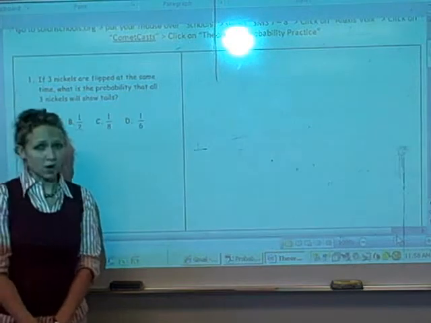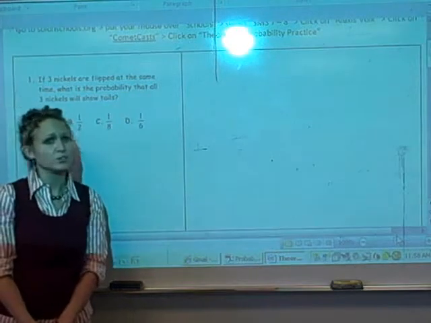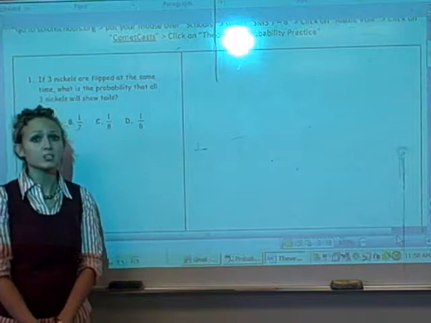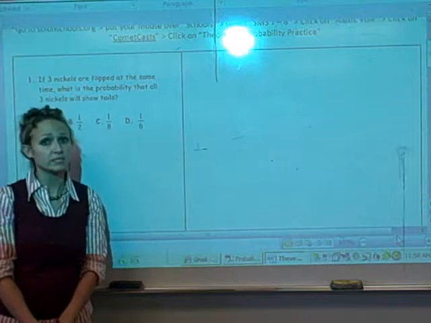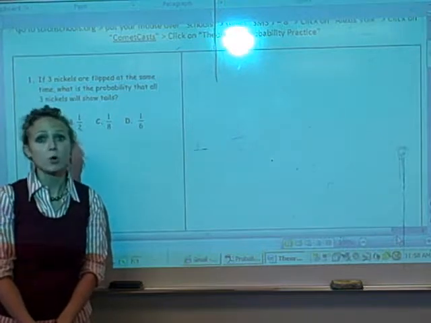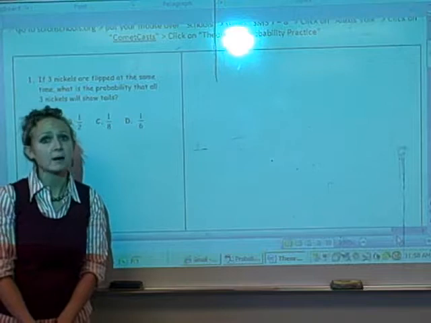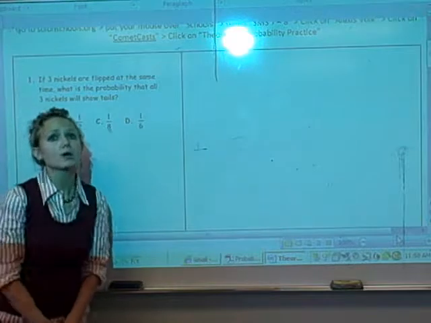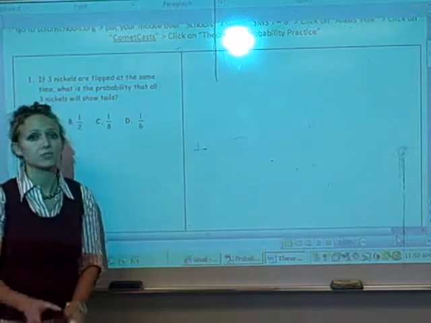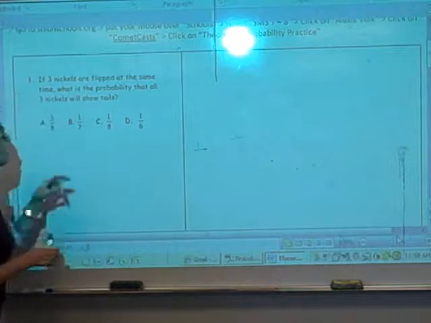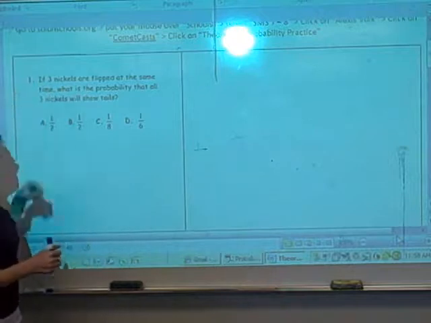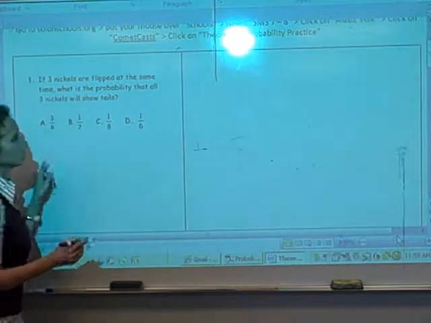If you've turned this back on, or if you just kept listening because you don't know what to do, my hint to you would be to make a tree diagram, because there are more than 2 events happening at the same time. Okay, so I'm going to walk you through how to make a tree diagram for this. It says our 3 nickels are flipped at the same time. What's the probability all 3 nickels will show tails?